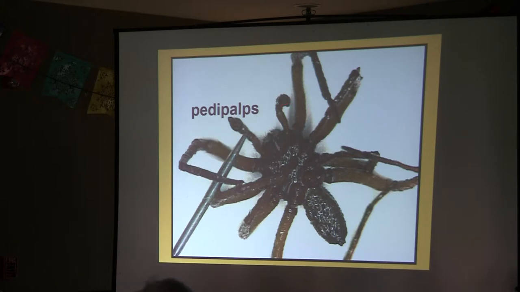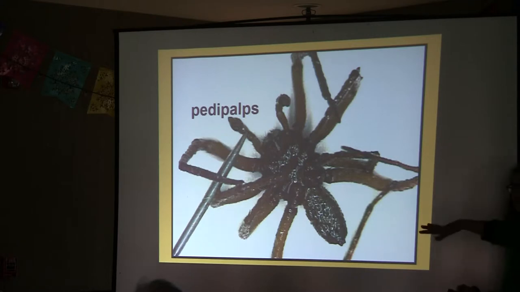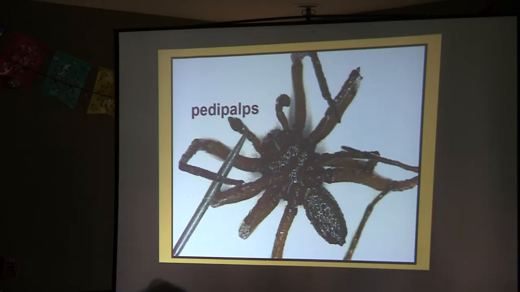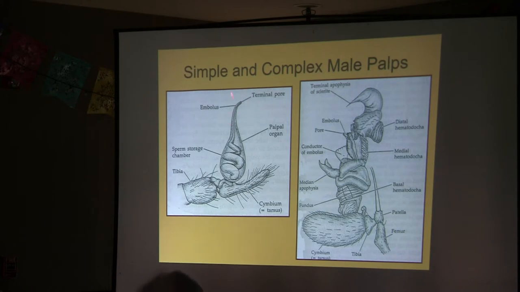The thing that's interesting about male spiders is that where the sperm is made is not connected to these at all. So in order to charge these, the male spins what's called a sperm web, gets it all full of sperm, then goes and charges his pedipalps, and then goes off in search of a female. And you can look, this is a fairly simple pedipalp. This is a fairly complex pedipalp.